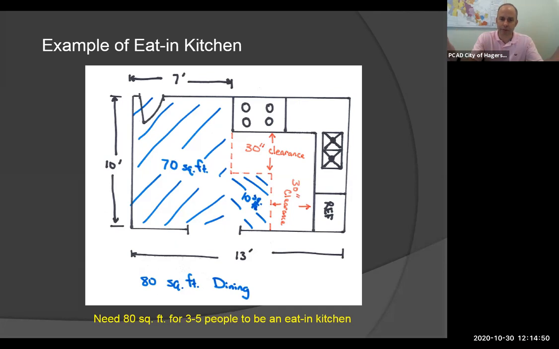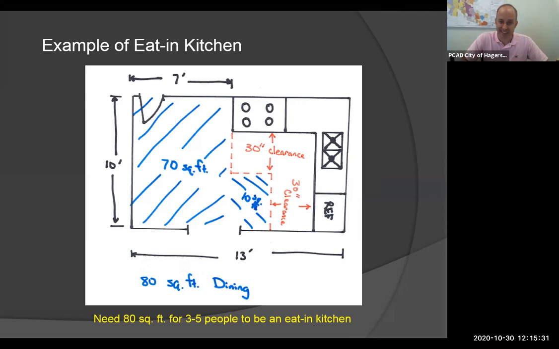And then I have the 7-foot width that is from the wall all the way to the oven. So I have 70 square feet of clear area that is not being utilized for the clearances to safely operate the kitchen. And then I have that little bit of leftover area at the bottom. And for this purpose, we say it's 10 square feet that you're able to have there. So I have my 70 square feet and my 10 square feet that I can add together to get 80 square feet of dining. And as we said earlier, that the 80 square feet is what is the minimum required for 3 to 5 people to be considered an eat-in kitchen. So this example here could be an eat-in kitchen.